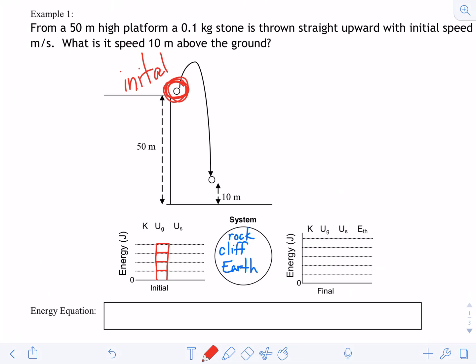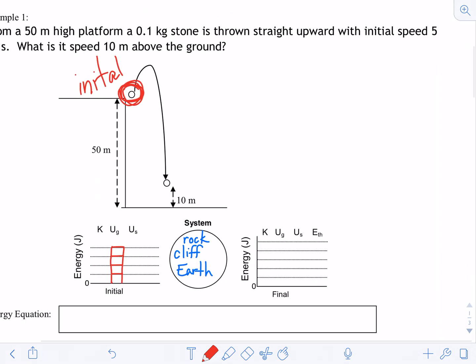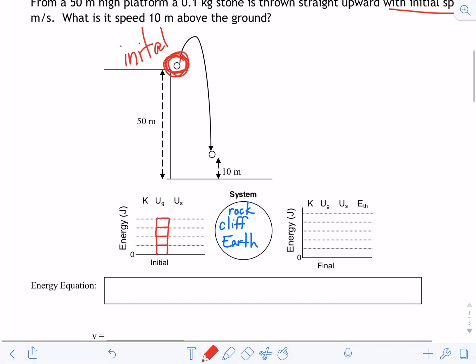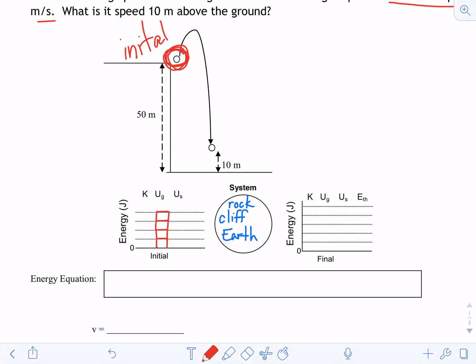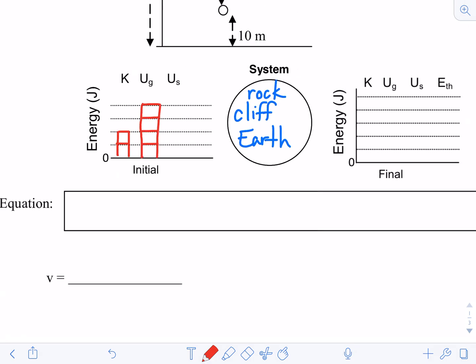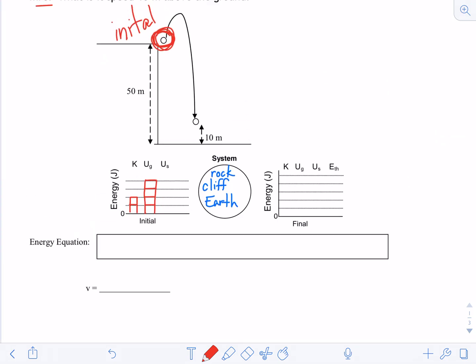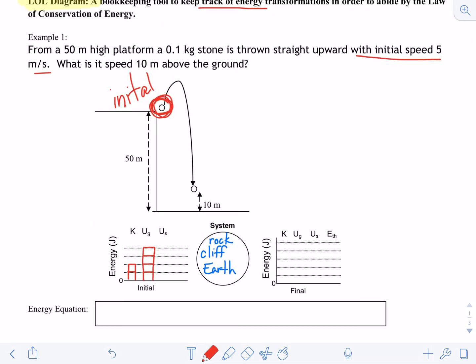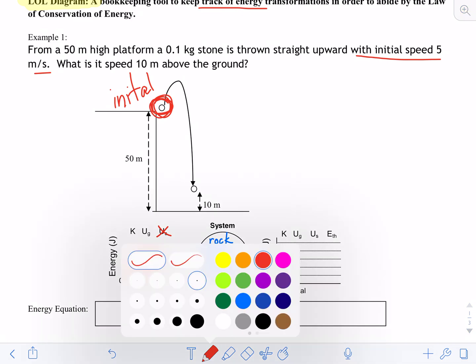Now, we're also told that it is thrown straight upward with an initial speed of 5 meters per second. And we know that energy of motion is kinetic energy, so we ought to have some kinetic energy. Again, it doesn't really matter how much kinetic energy we give it. We just want to acknowledge that, yes, we have kinetic energy. So that's about all the energy that we have at the initial position. There's no spring energy here because we don't have any spring or rubber band that's being deformed.